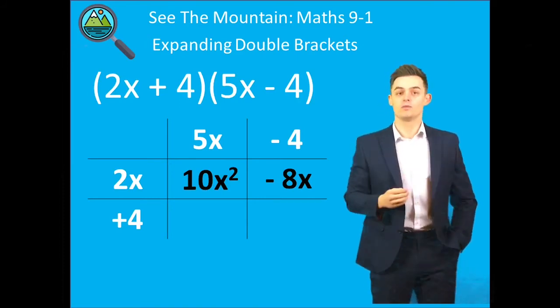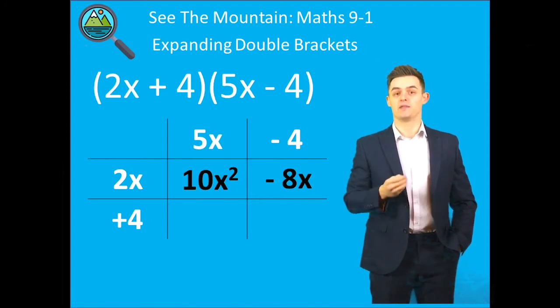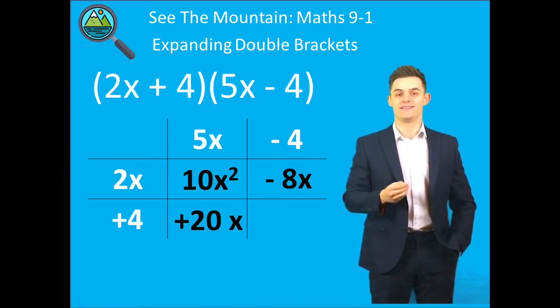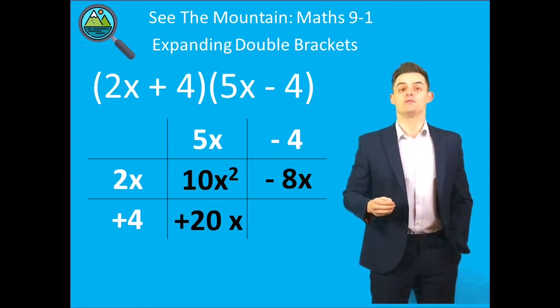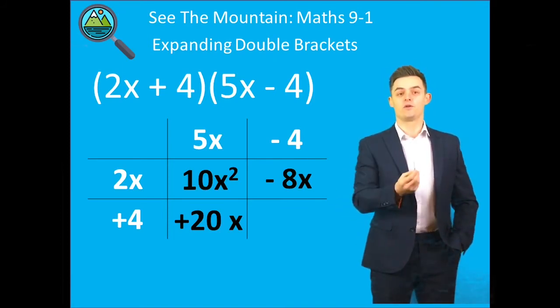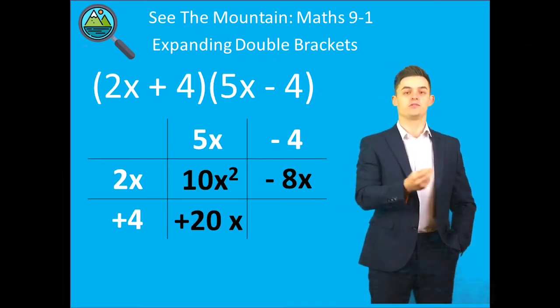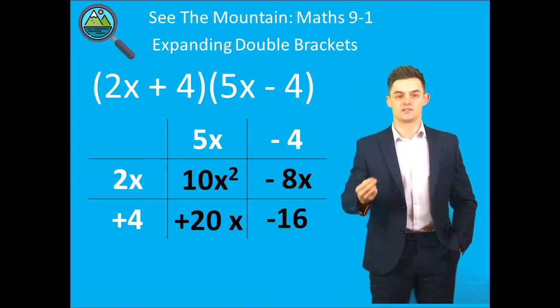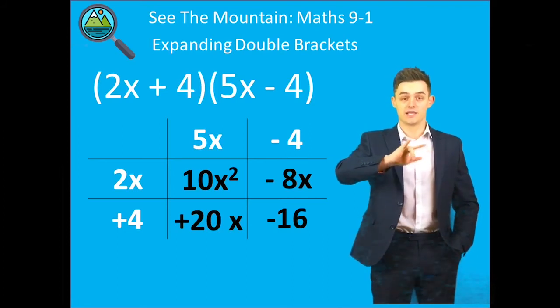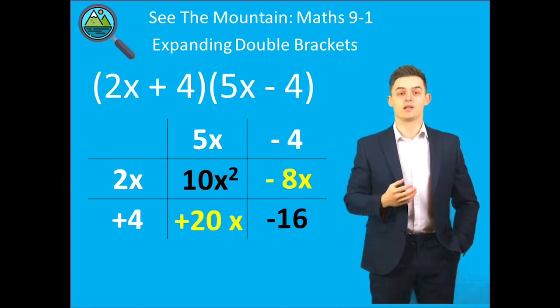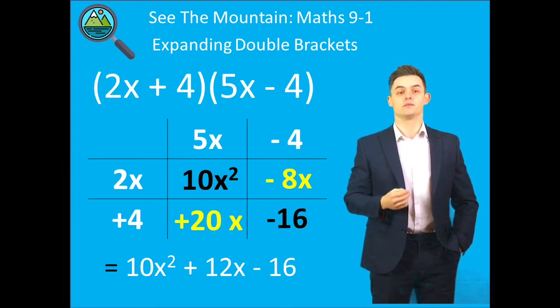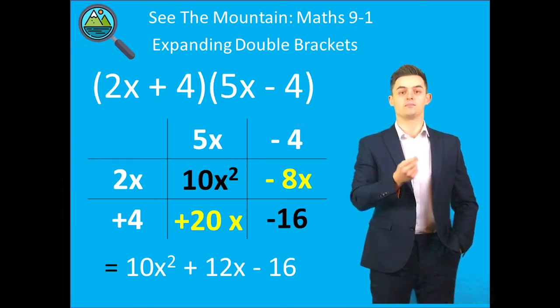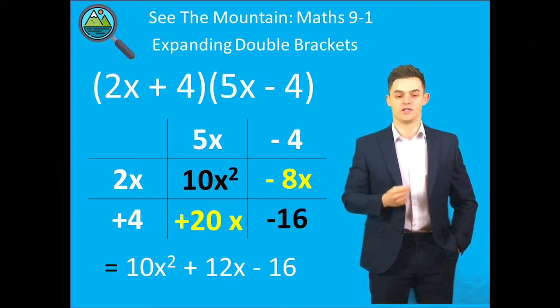Okay, moving on, we're going to do the 5x multiplied by the positive 4. That's going to give us 20x. And finally, we move on to the bottom right, and that's going to be 4 multiplied by minus 4. Remember, a plus multiplied by a minus makes a minus, so that's going to give us minus 16. Again, adding up the like x terms, that's going to give us a total answer of 10x squared plus 12x, because 20x minus 8x is 12x. So 10x squared plus 12x minus 16.